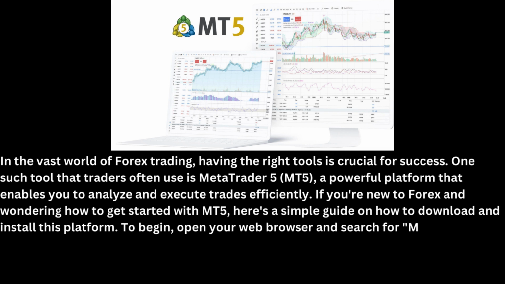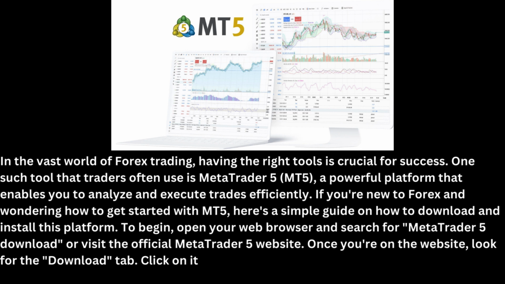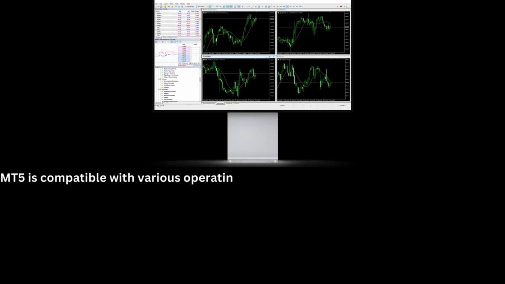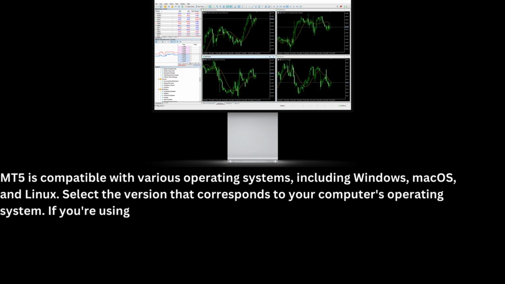To begin, open your web browser and search for MetaTrader 5 download or visit the official MetaTrader 5 website. Once you're on the website, look for the Download tab. Click on it and you'll be directed to a page where you can choose the version of MT5 that suits your operating system. MT5 is compatible with various operating systems, including Windows, macOS, and Linux. Select the version that corresponds to your computer's operating system.